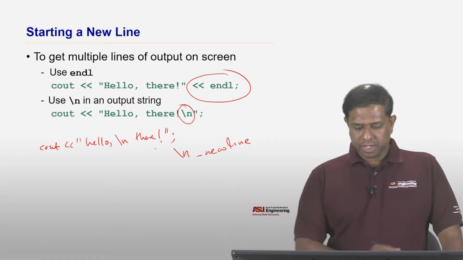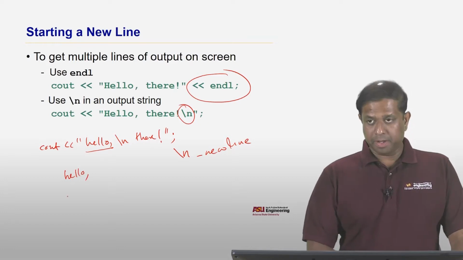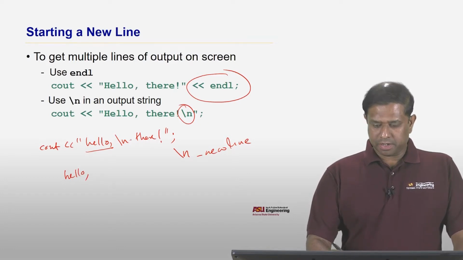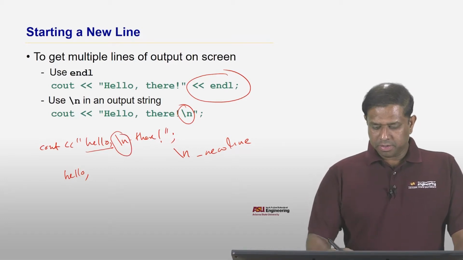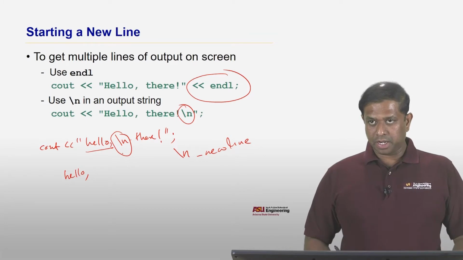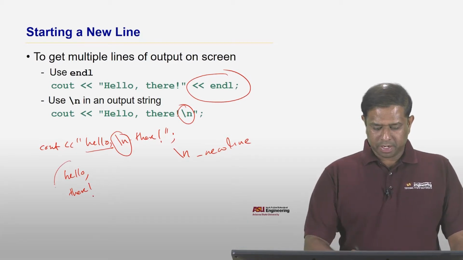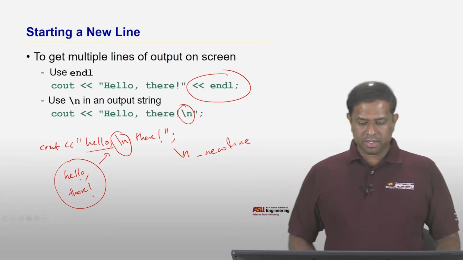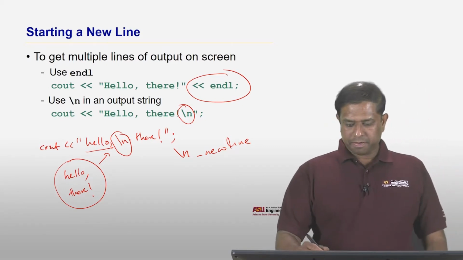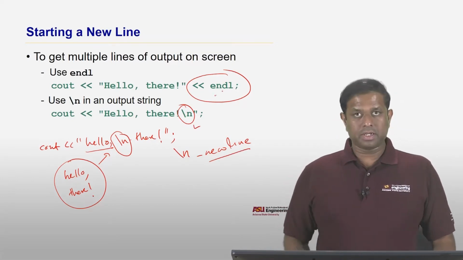So this one, when you execute it, first it displays hello, comma, and then it sees a new line character. As soon as it sees a new line character, we know that this is a special character, right? So that indicates that we need to go to the next line. So then we go to the next line and then display there in the next line. All right, so for this particular code, the output is going to be hello in the first line and then there in the second line. All right, so therefore \n will allow us to go to a new line. Okay, so endl pretty much does the same thing.